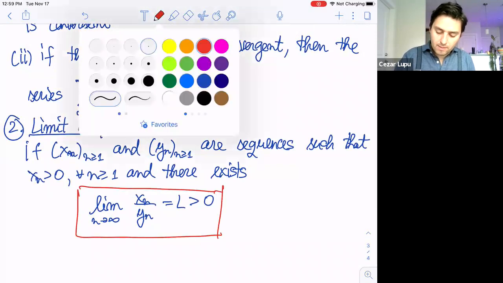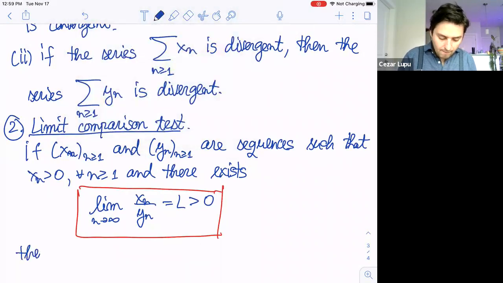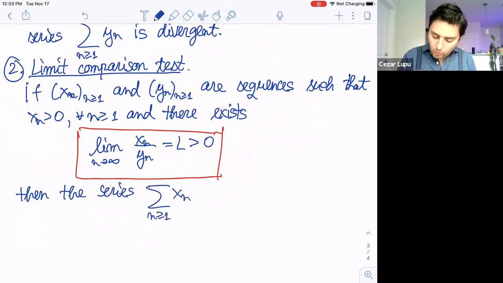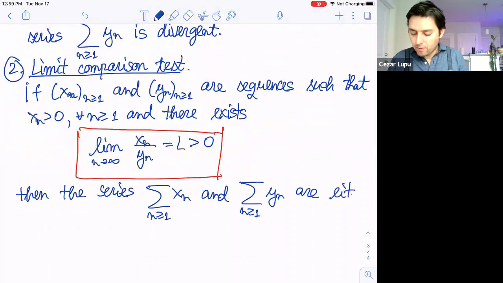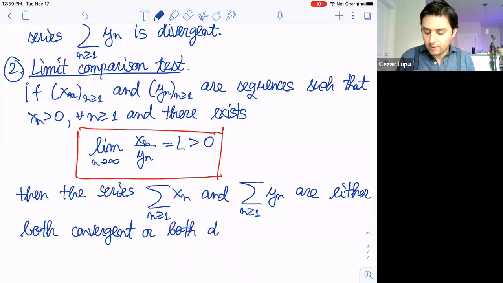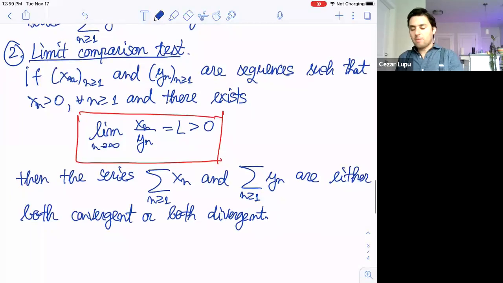Then we can say that the series of Xn and Yn are either both convergent or both divergent. So they have the same nature. That's what you have to keep in mind. Okay, so this is the limit comparison test.